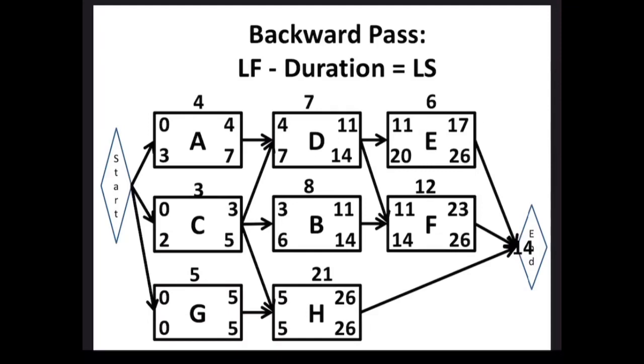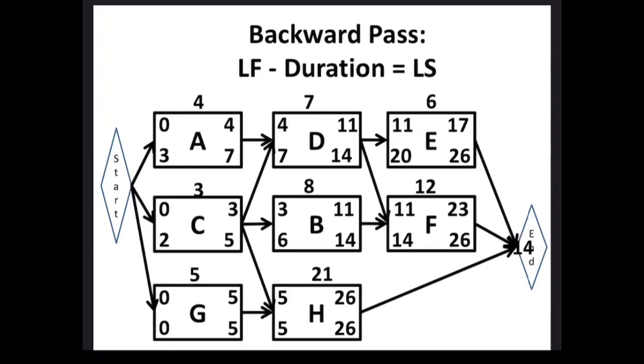Follow the arrows, right? E going backwards connects to D. F going backwards connects to D. We're doing the bottom half, so we're looking at the bottom left of E and F. E has the late start of 20 and F has the late start of 14. The rule is going backwards, take the smaller number, so we're going to take the 14. So we have 14 as the late finish of activity D, as in David.